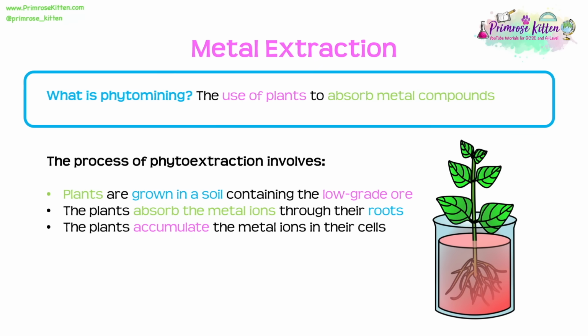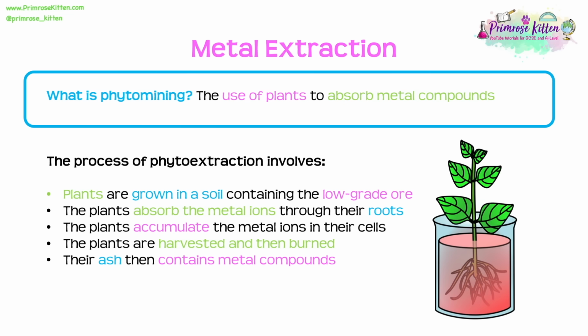So as they grow and get bigger, we will eventually harvest them and then burn them. Now when we burn them, we're going to have some ash left over, and that ash is going to contain the metal compounds that we can process and extract the metal from.